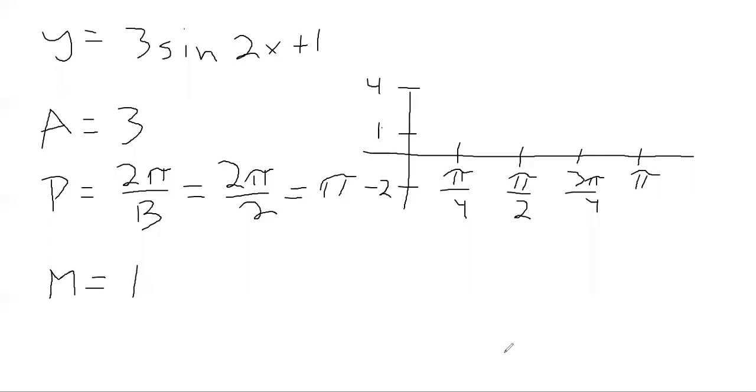By the time I get back to pi halves, I should be back to the midline. 3 pi fourths, I should be down at a minimum of negative 2. And then by pi, I should be back to my midline. And that would represent 1 period of my sine wave here.